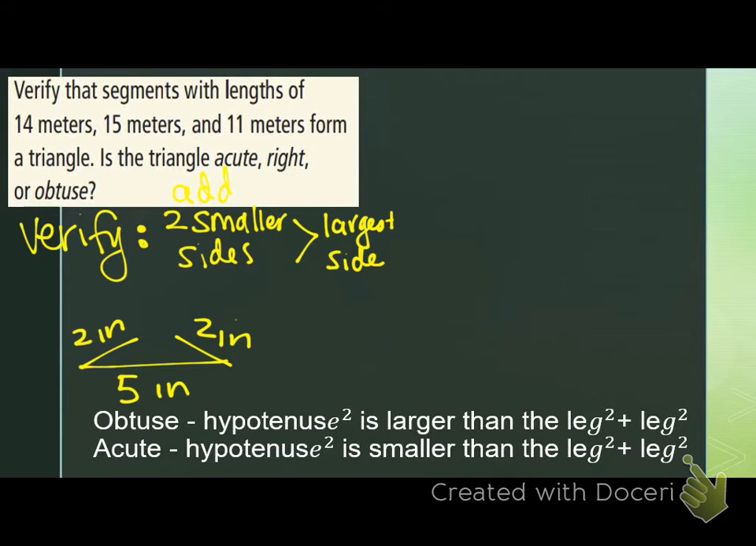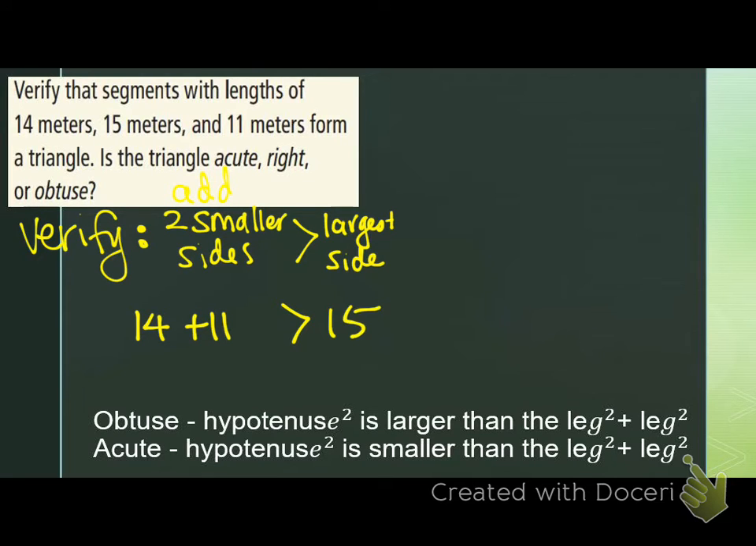So in our problem, what are the 2 smaller sides? 14 and 11. Is 14 plus 11 bigger than the biggest side, which is 15? Yes, because 14 plus 11 is 25. So this does form a triangle. Okay, now that we know it is a triangle, you will need to show me how to verify, because sometimes it might give you one that's not a triangle. You would just say, not a triangle, and you move on with your life.